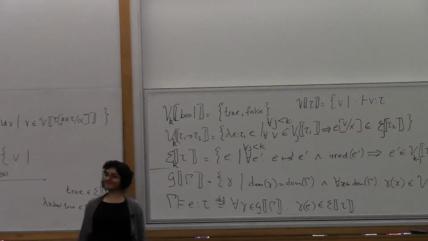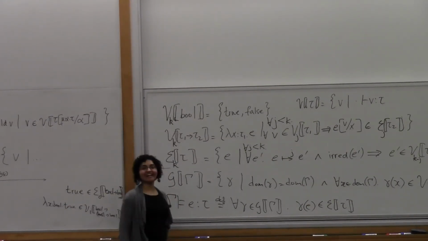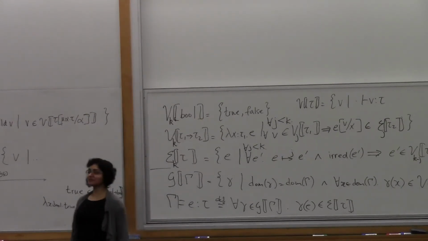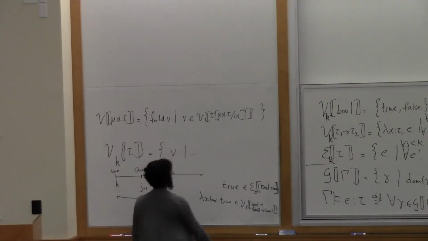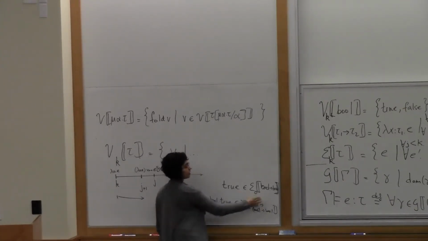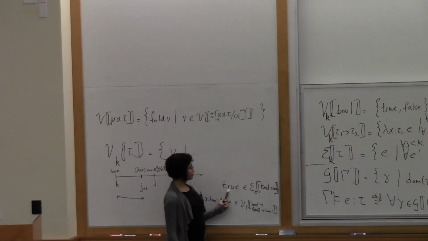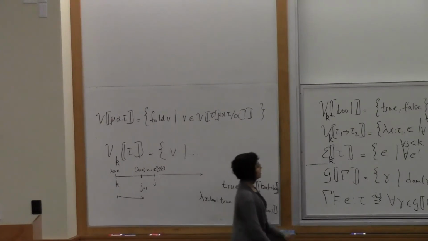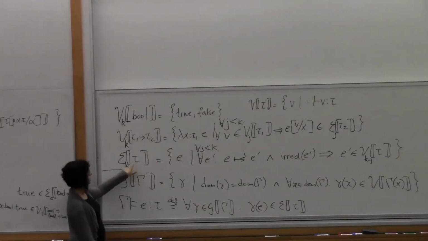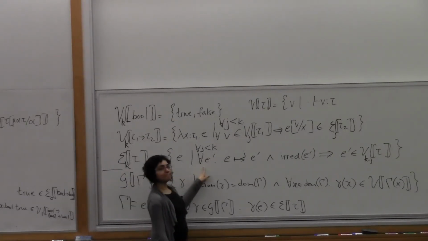I'm not sure. I would have to test it out. Yes. How come you choose the number 0? Oh, okay. So I claim that true belongs to, let's look at the definition. Let's see if we can show that true belongs to E0 bool arrow bool. In order to show that true belongs to bool arrow bool for 0 steps, find something smaller, like what?